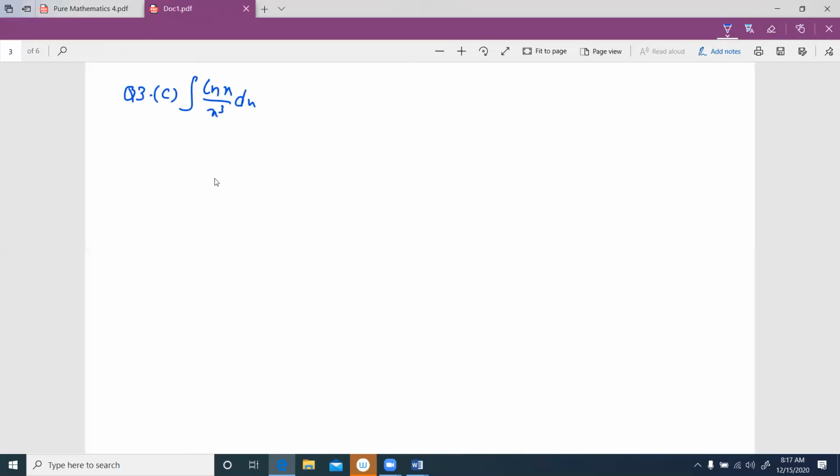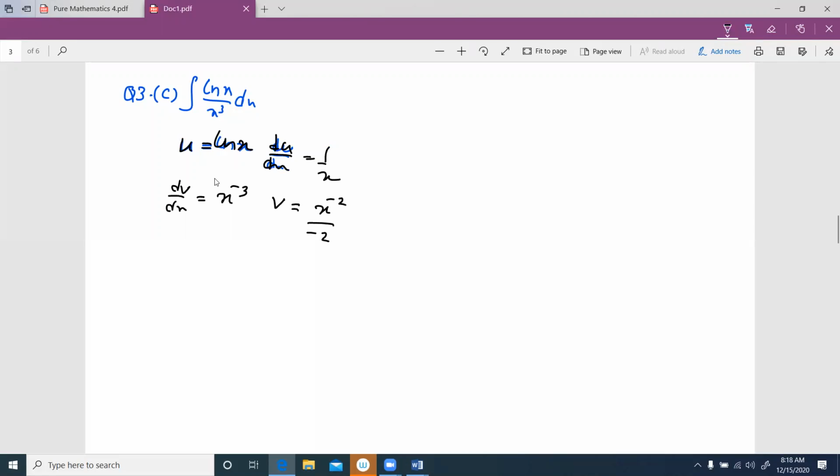So if you do this, you have to consider u as ln x. Then du by dx becomes 1 over x. Then we get dv by dx is 1 over x cube, that means x to the power minus 3. Then v becomes the integration of that, x to the power minus 2 over minus 2.